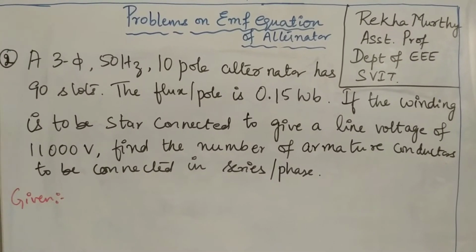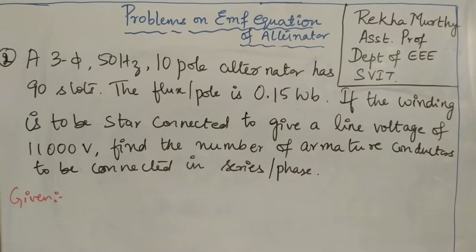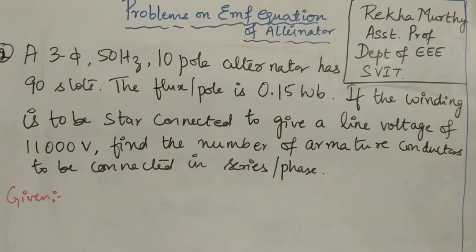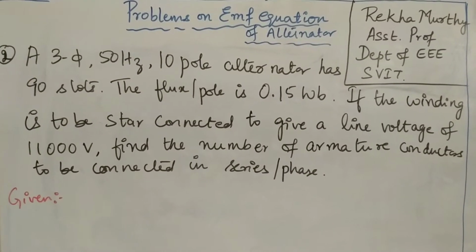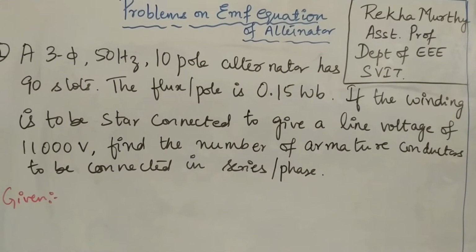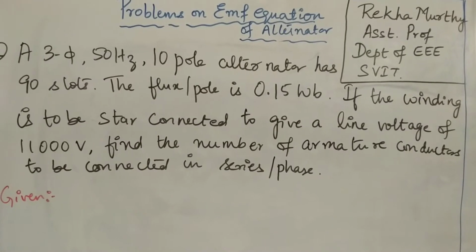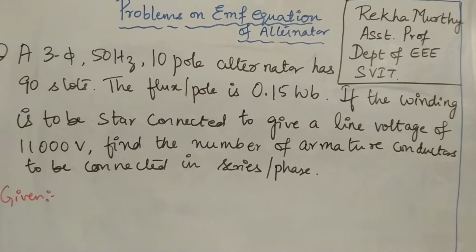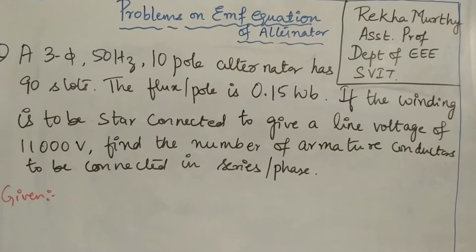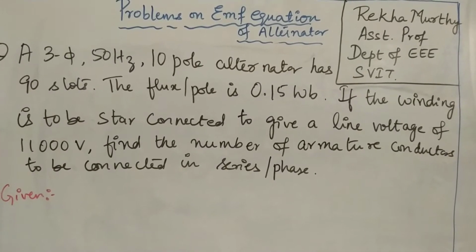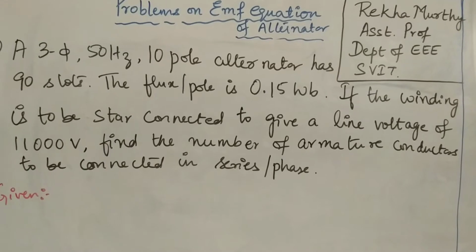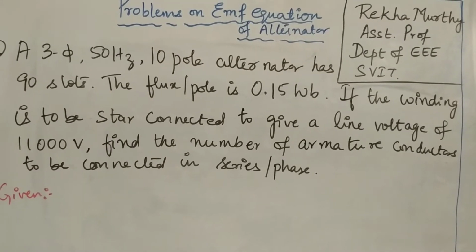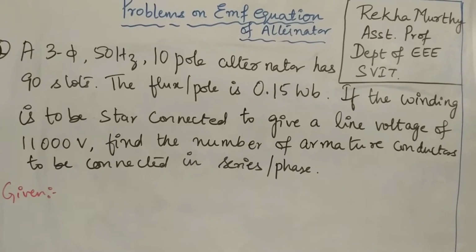Today I am here to explain the problem on the EMF equation of the alternator. This is my second video where the problem is: a 3-phase, 50 Hz, 10-pole alternator has 90 slots. The flux per pole is 0.15 Weber. If the winding is to be star connected to give a line voltage of 11,000 volts, find the number of armature conductors to be connected in series per phase.